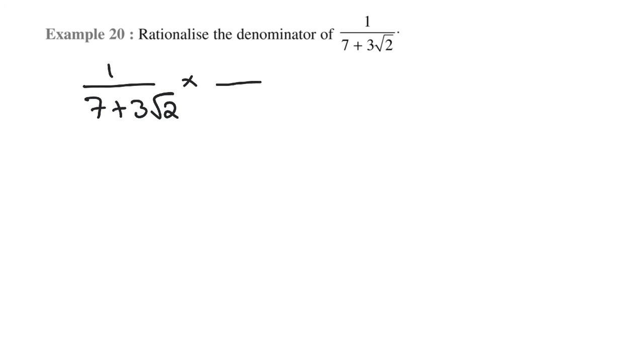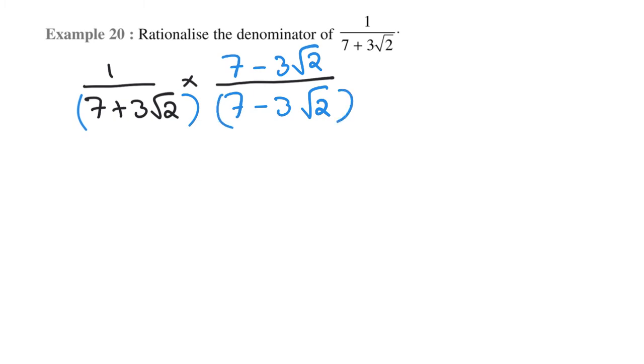What's the first step? You multiply and divide by the conjugate of this. And what is the conjugate of 7 plus 3 root 2? It is 7 minus 3 root 2. So I multiply and divide by 7 minus 3 root 2. Fine. So now we have 1 times 7 minus 3 root 2, which is obviously 7 minus 3 root 2 over.